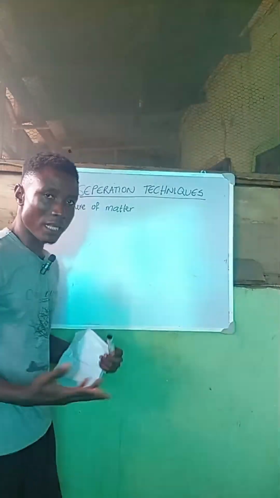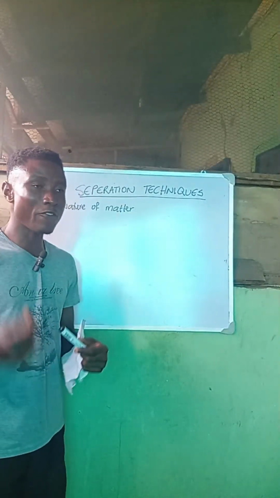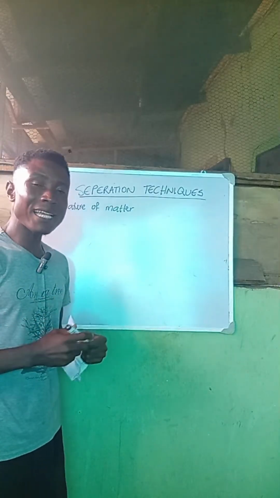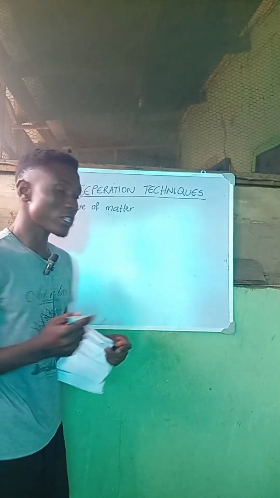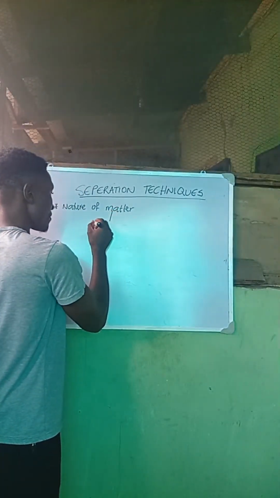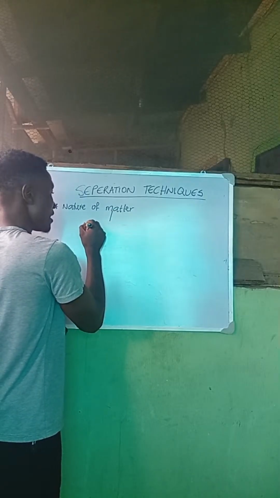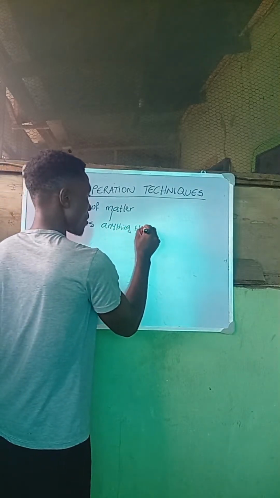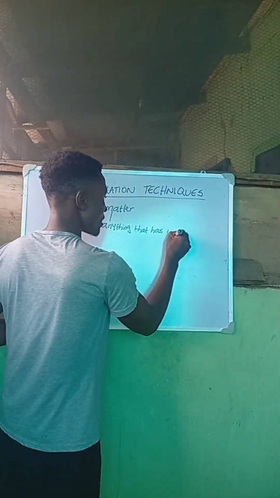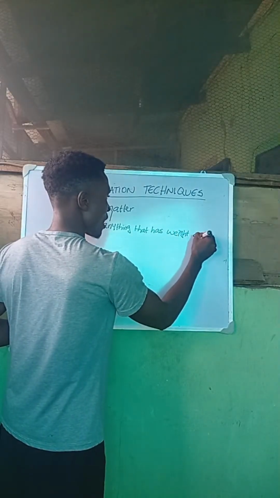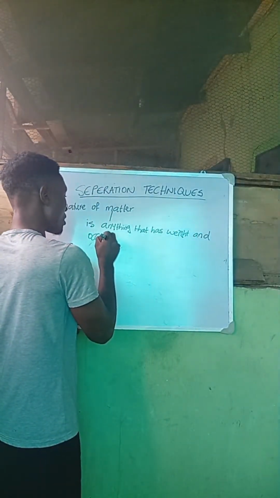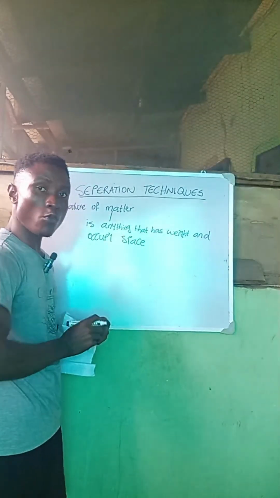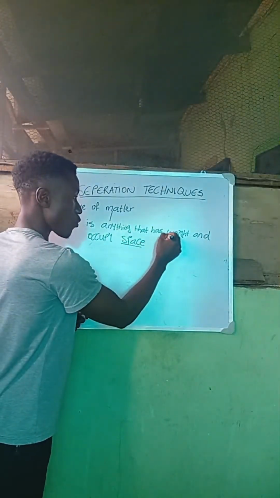So now, what is matter? Matter is something that we know right from our secondary school days. We have been hearing about matter, and we know that matter is anything that has weight and occupies space. This is our elementary definition of matter: anything that has weight and occupies space.